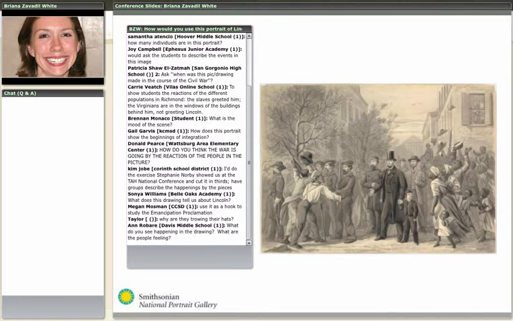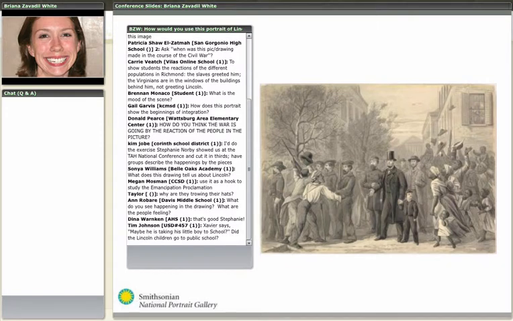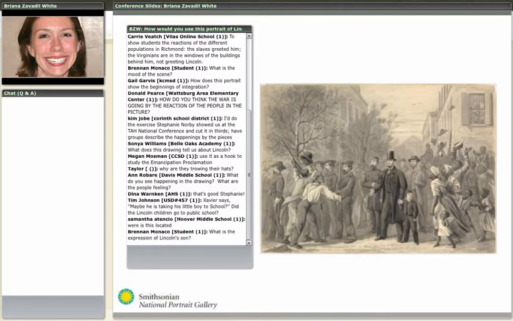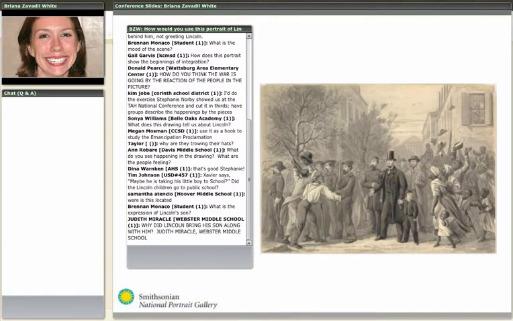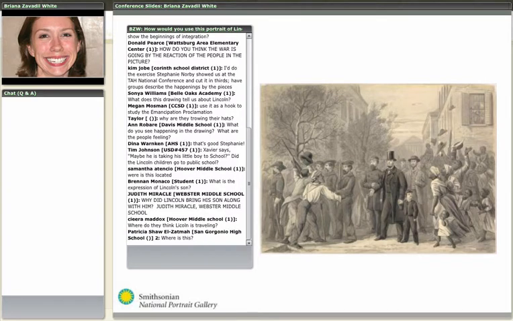Okay. What does the drawing tell us about Lincoln? Sure, I think that is certainly a great question. Okay, Megan Mosman would use this piece as a hook to studying the Emancipation Proclamation. I think another great image to use would be the first reading of the Emancipation Proclamation, which I'll show you in just a bit.